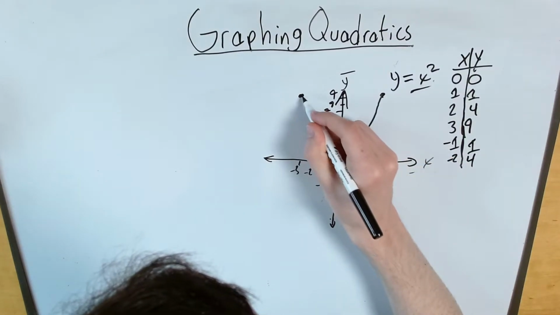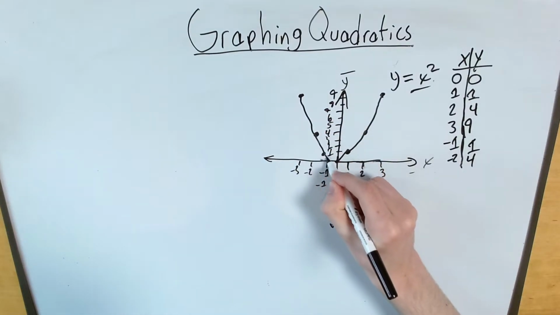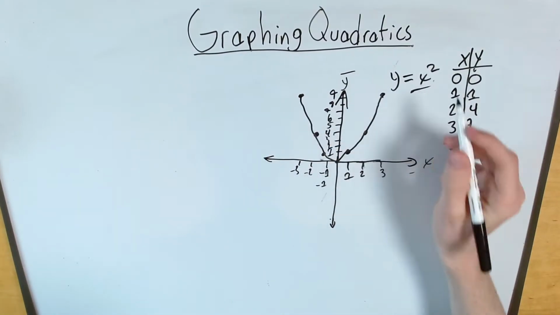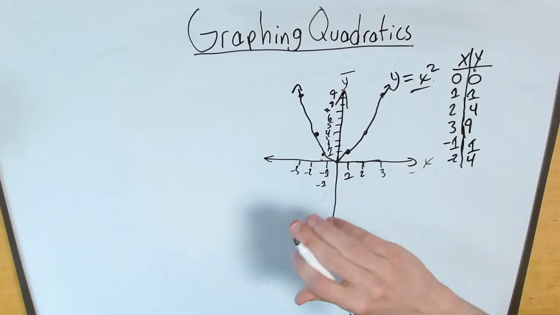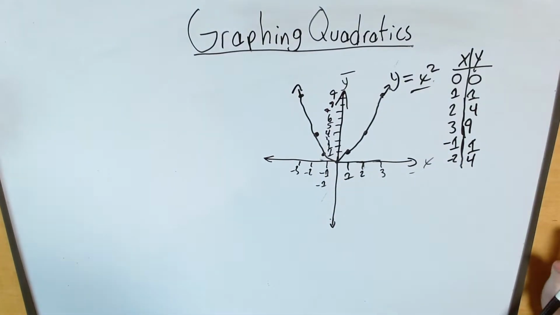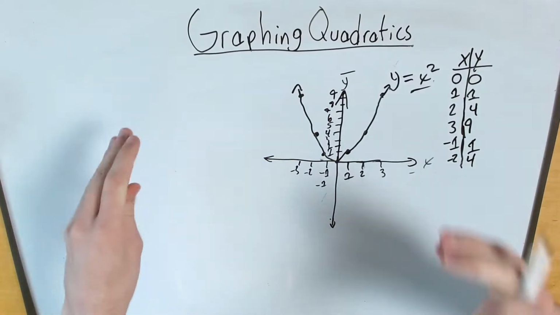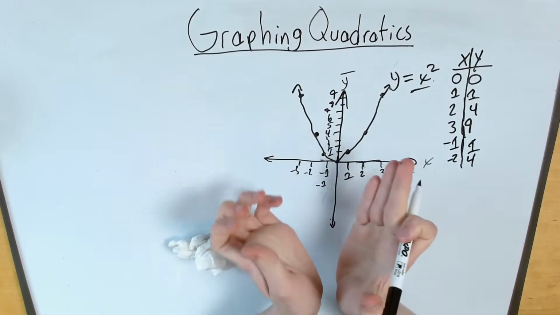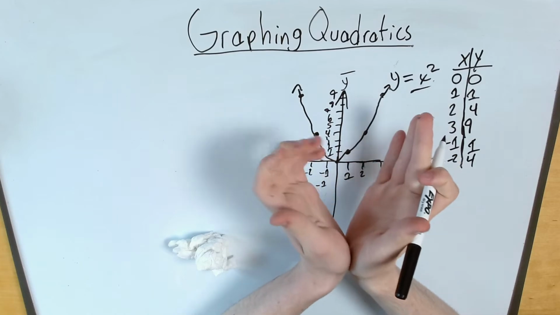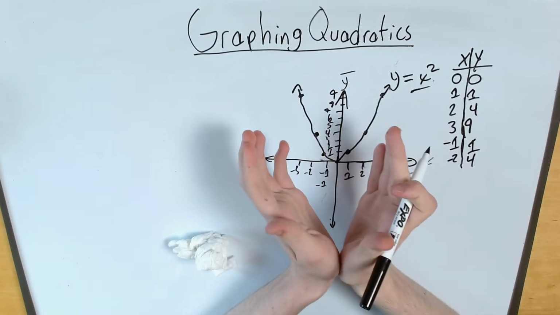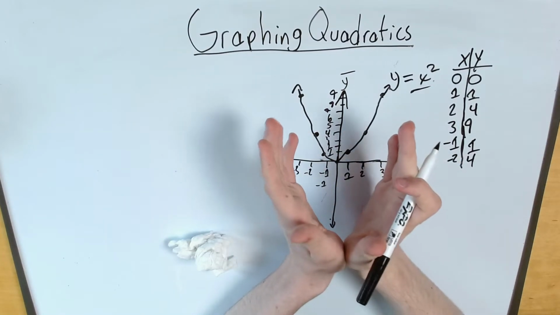So we have the same style of curve on both sides. I'm going to add a little arrow because this goes on for infinity. And this is my graph of y equals x squared. We call this style of graph, where it's almost like a bowl, like this with my hands, a parabola.